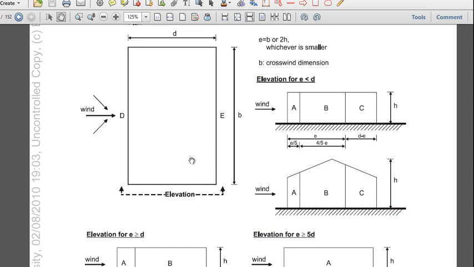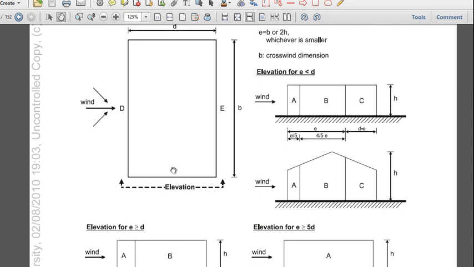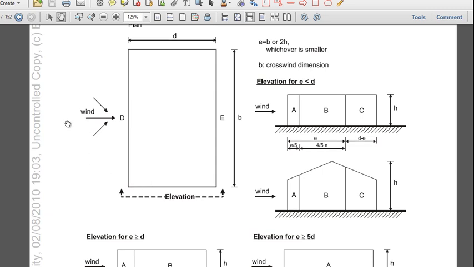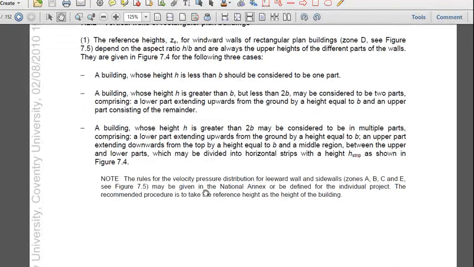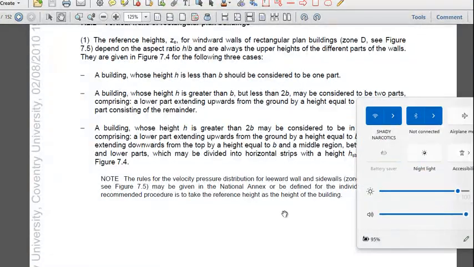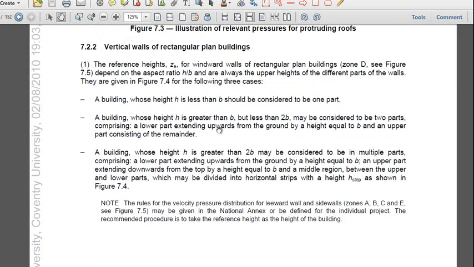But let's remain on the concern, which is the height that you need to consider in determining your wind pressure. Now, the code specifies that you apply your wind load in the 0 degree direction, which is the direction perpendicular to the longitudinal span of your building. There are three conditions that will determine the number of pressure variations that you take into consideration. Number one, if the height of your building is less than b, then you consider only one height at which you would determine your wind pressure.